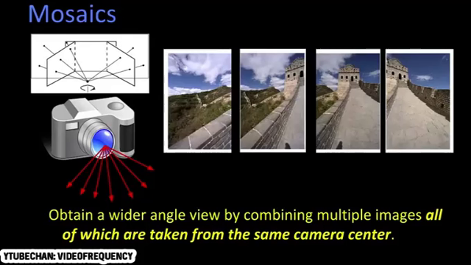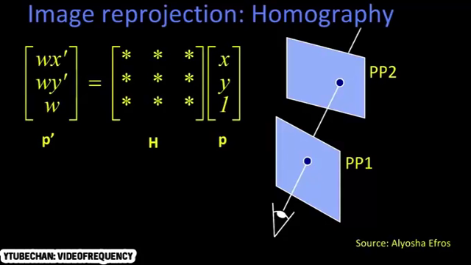And what's drawn here is this idea that we've taken all of these pictures from the same center of projection. So how do we do this? Well, as we talked about before, the projection between two planes, shown here as P prime equals HP, is just a homography. Remember that from last time? A homography that allows us to map from one plane to the next.